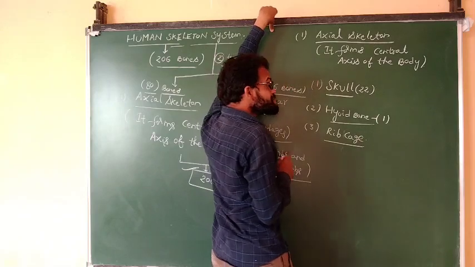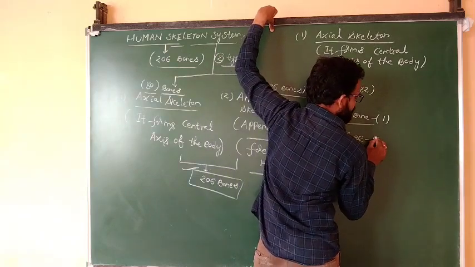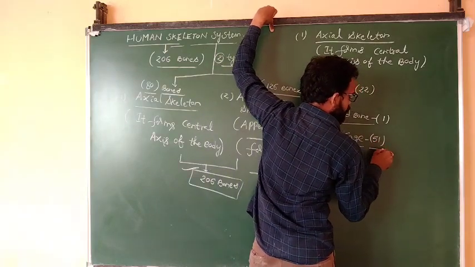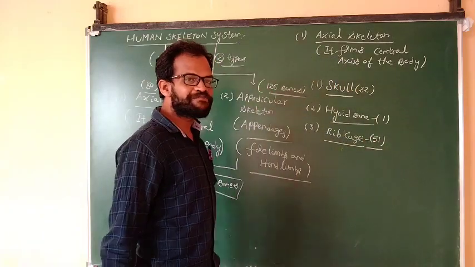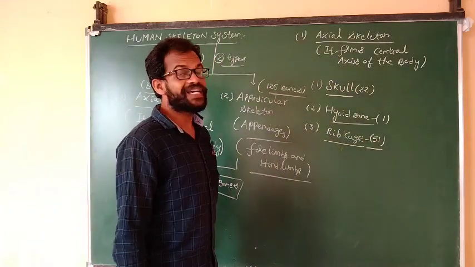Coming to the next one, rib cage. This entire rib cage consists of 51 bones. How many bones are present in the rib cage? 51 bones. First one, skull.